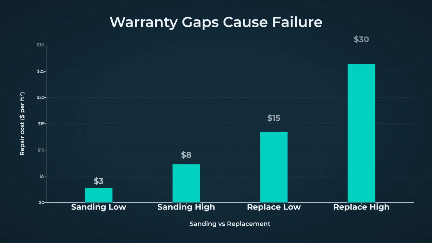The homeowner owns the warped floor and the cost to repair it, which, for buckling that requires sanding and refinishing, runs $3 to $8 per square foot, and for buckling severe enough to require board replacement, runs $15 to $30 per square foot for matching and reinstallation.